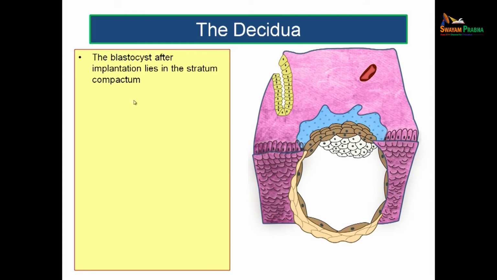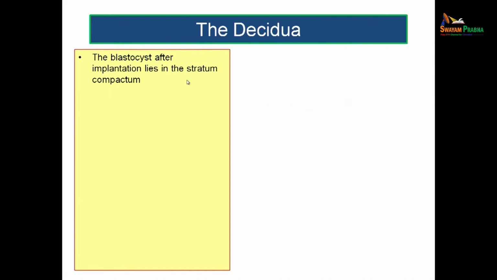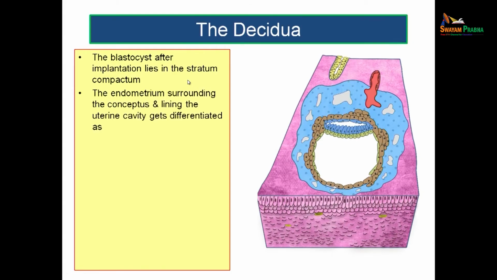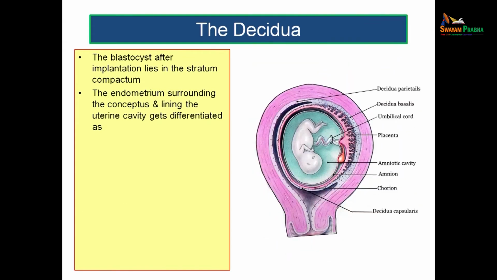Now, the decidua. After implantation, the blastocyst is actually getting implanted in the stratum compactum layer, and it will reach up to the superficial part of the stratum spongiosum. So, the endometrium surrounding the conceptus and lining the uterine cavity gets differentiated after implantation. Till before the implantation you call the lining of the uterine cavity endometrium, but after implantation the endometrium is renamed according to the site of implantation. So, let us see how the endometrium is renamed.